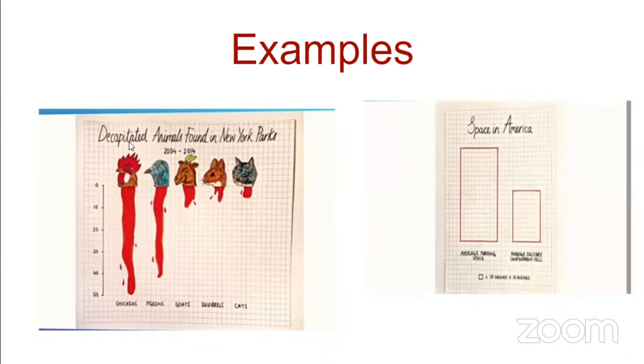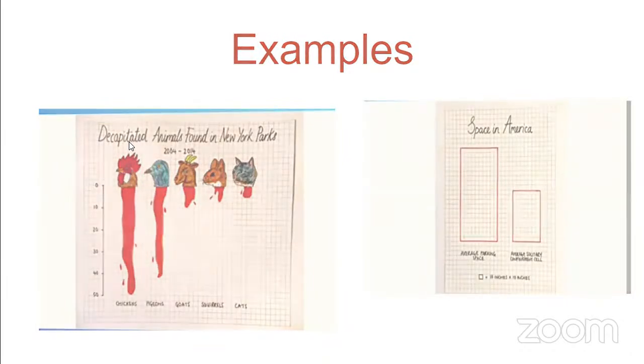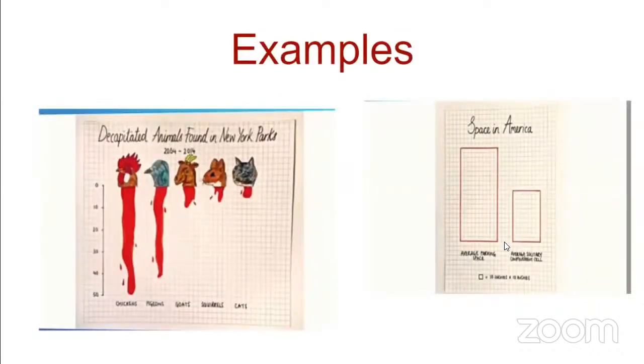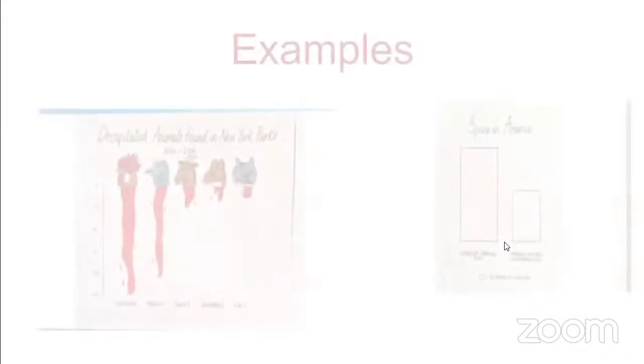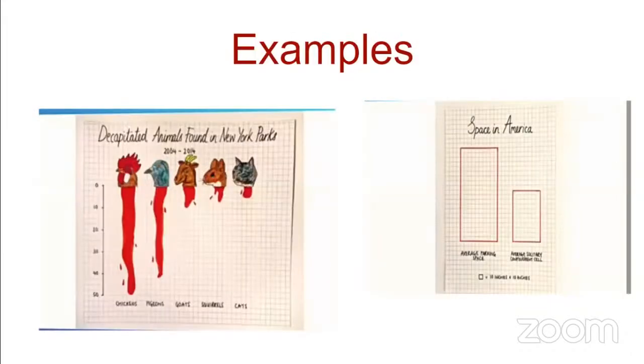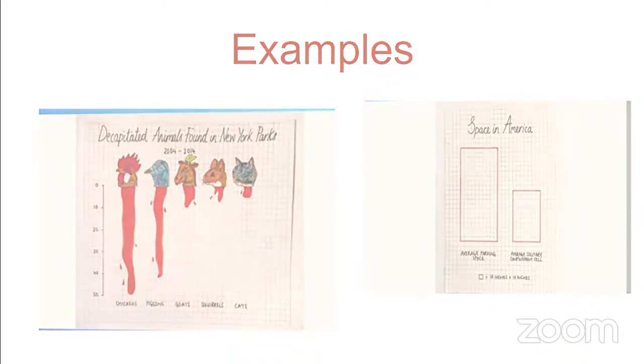Then space in America. Average parking space, average solitary confinement cell. What she was doing with that is trying to create awareness that people put in solitary confinement are given quite a small space compared to, for example, the parking space available for people within the country.